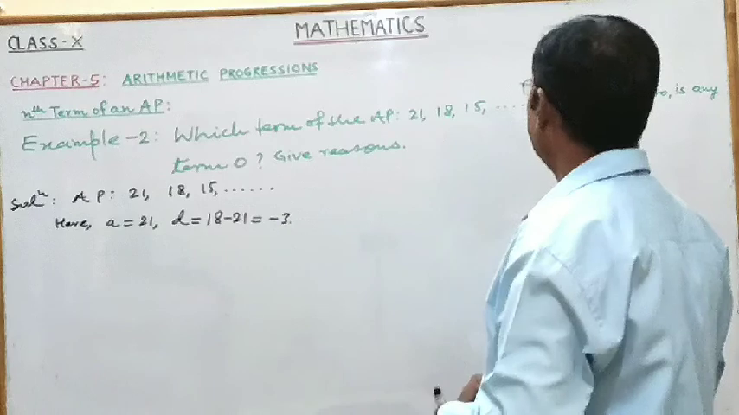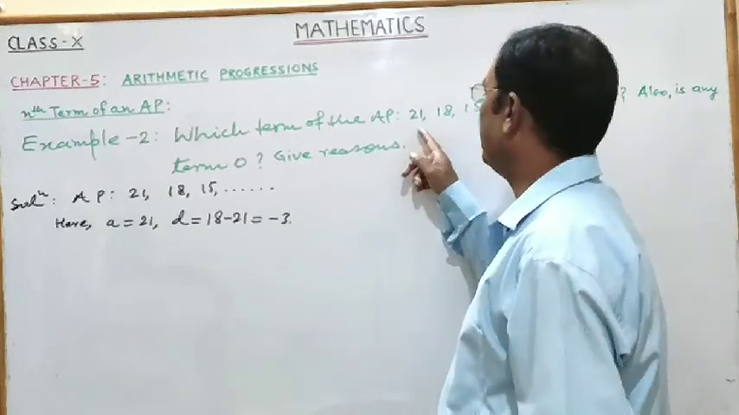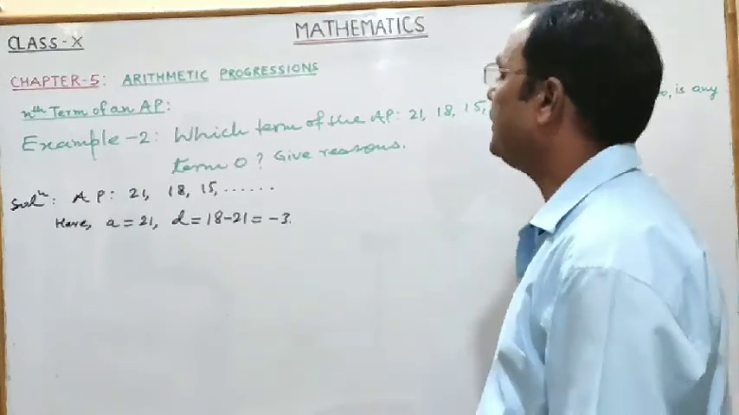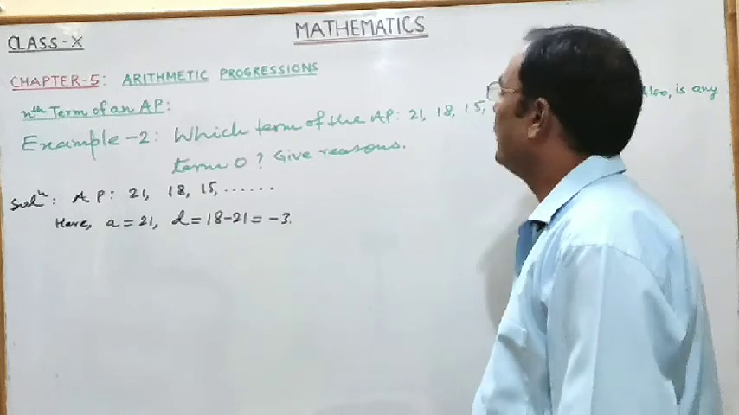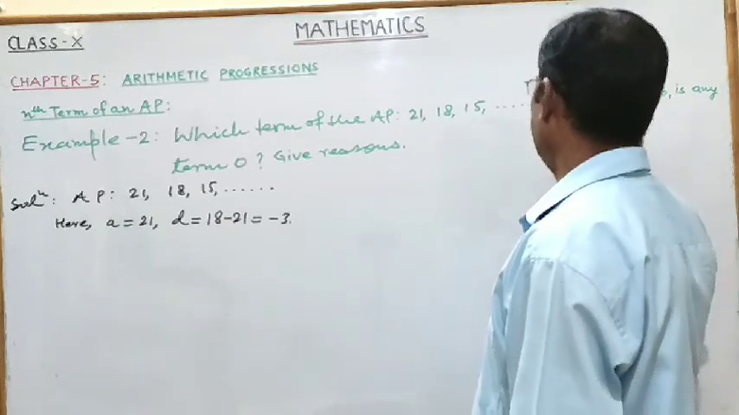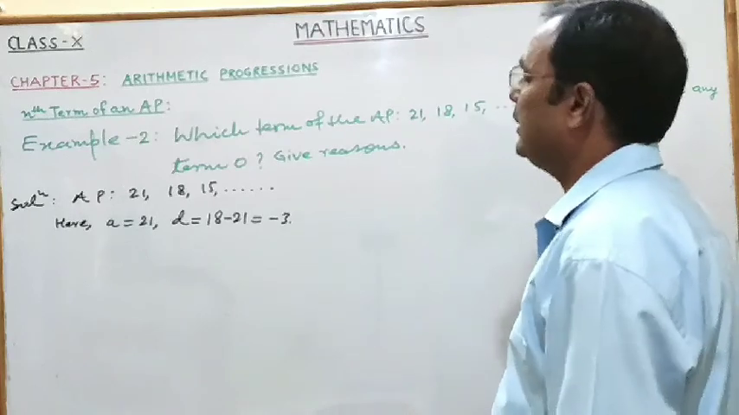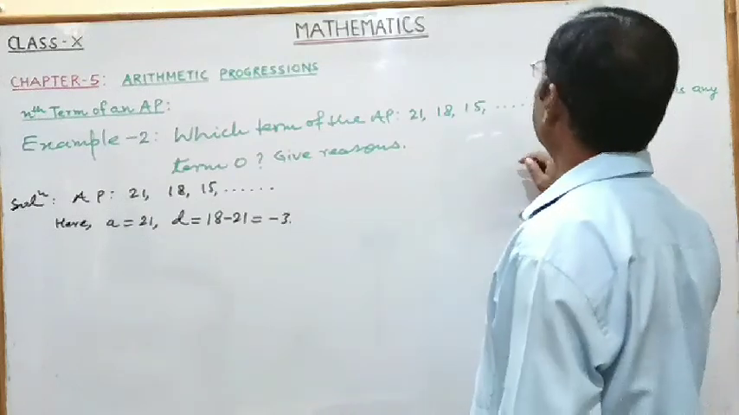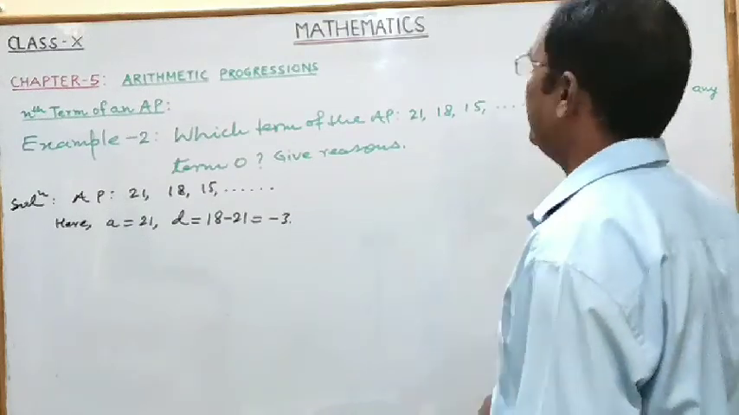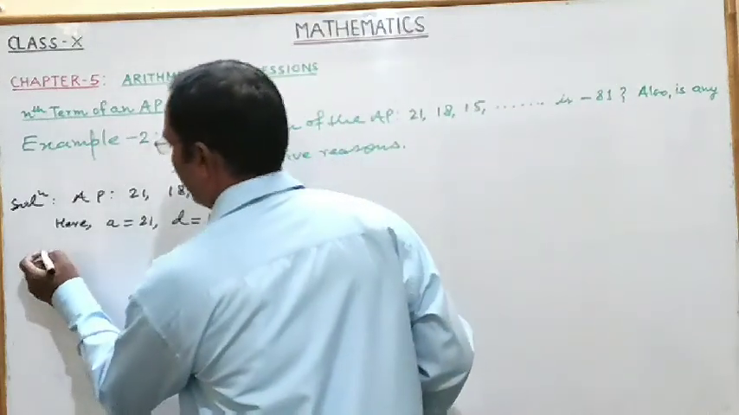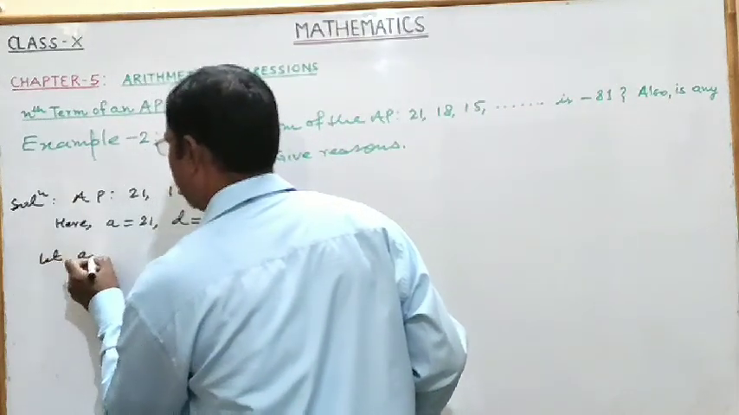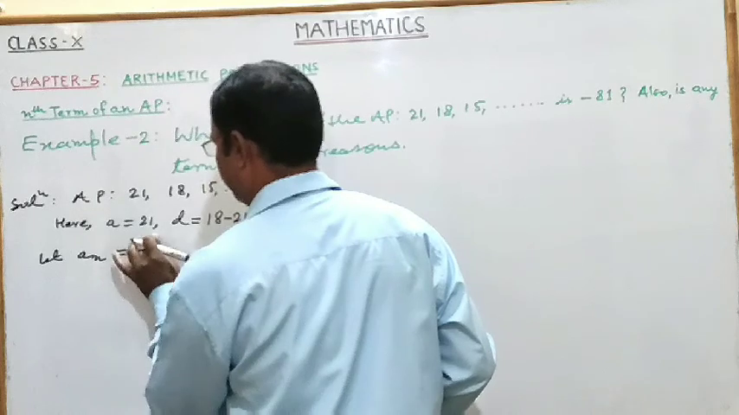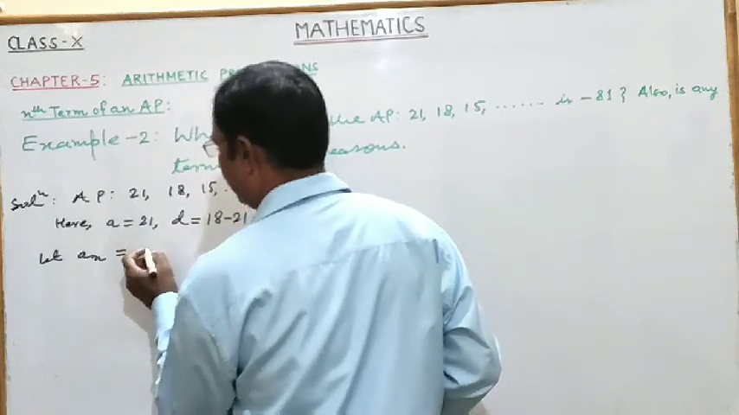We have to find whether minus 81 is a term in this arithmetic progression or not. So for that we will find value of n for which minus 81 will be a term in this arithmetic progression. So we will assume that the nth term of this AP is minus 81, and we'll find out the value of n.